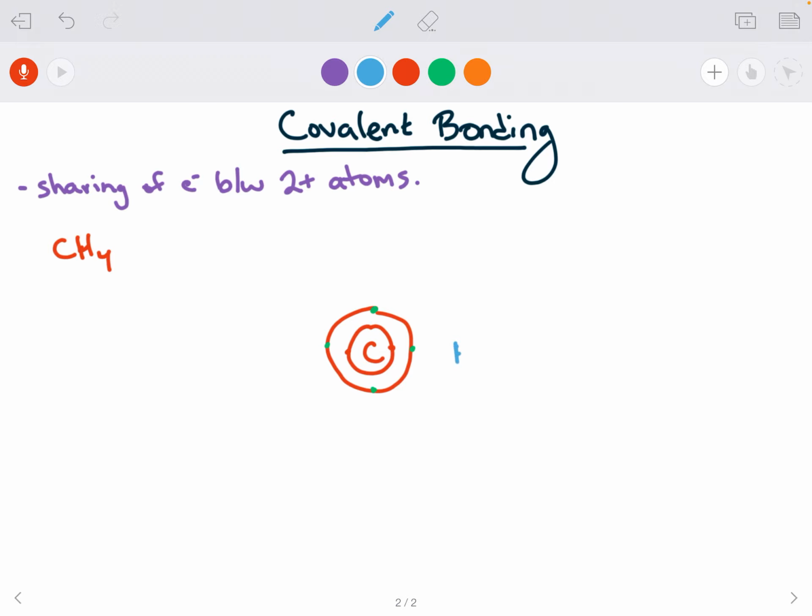Hydrogens. We've got 4 hydrogens. I'm going to use orange as the electrons for hydrogen. Each has 1 electron. What they're going to do here is share these electrons. Sharing is caring, right? They're going to share these electrons in order for all of the atoms to achieve a full outer shell.